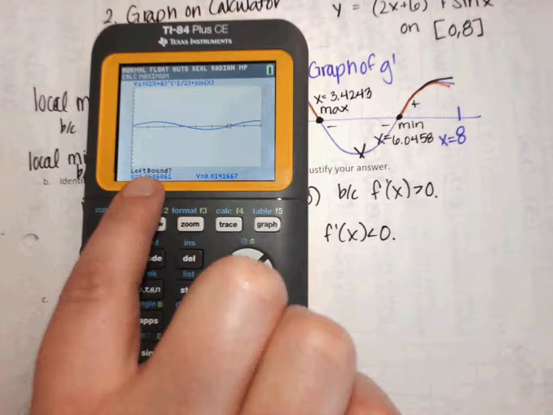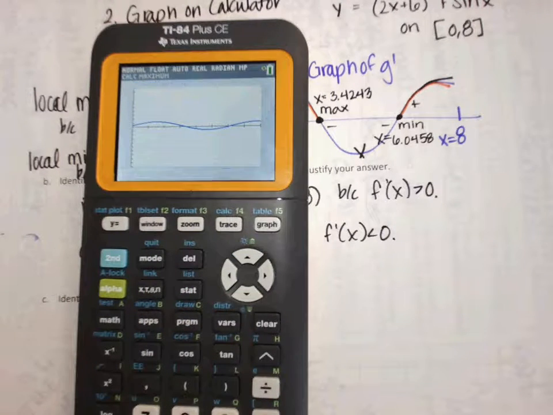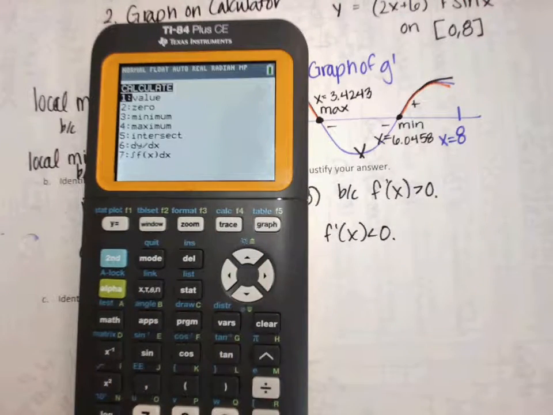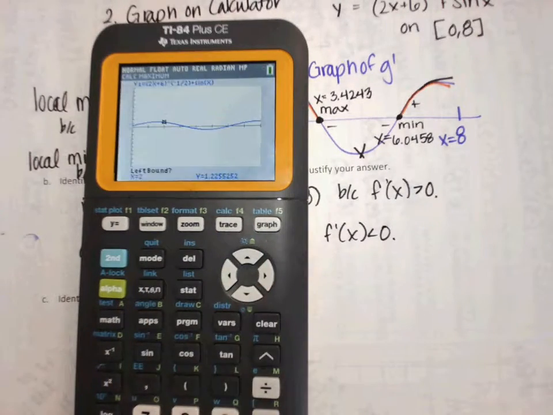So for my left bound, I'm going to put 1. My right bound, I'm going to put 2. Where did you just enter it? I did second trace, I went to option max, and then for left bound, I just typed in 1 and 2. Now, if you want to do the little clickety-clickety arrow thing, that's totally fine. It'll still work.